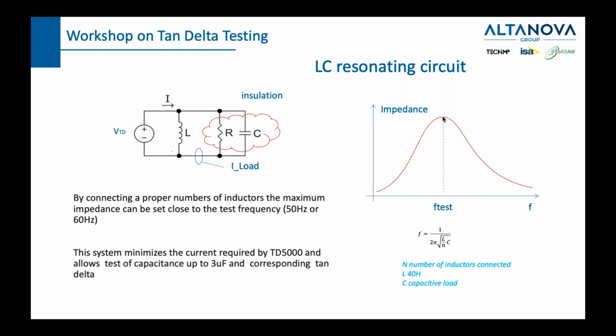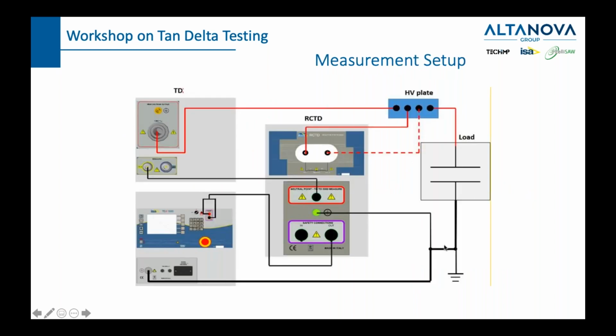With the maximum impedance, the current which will come out from our test set will be the lowest, and that's what we're looking for. So we can also calculate what should be the necessary frequency, and the connection should be done like this.